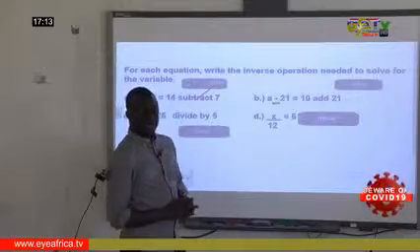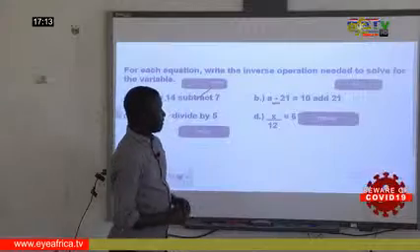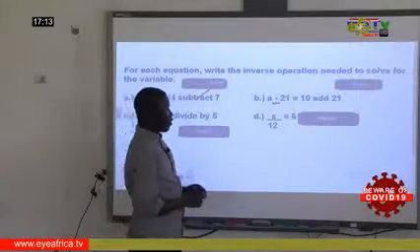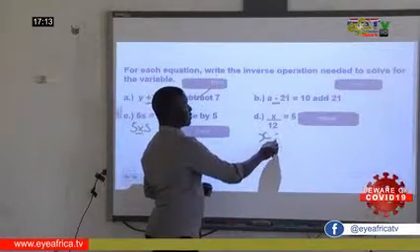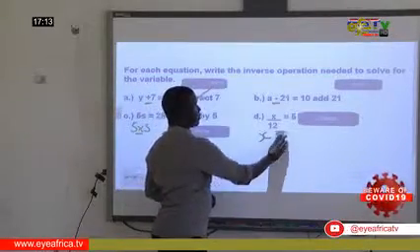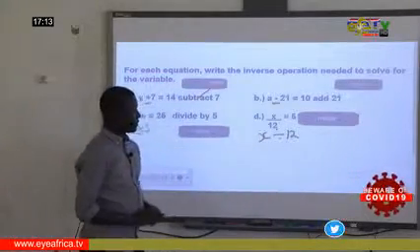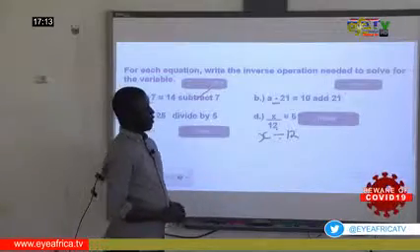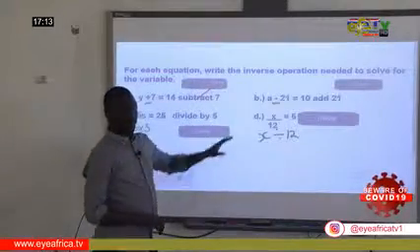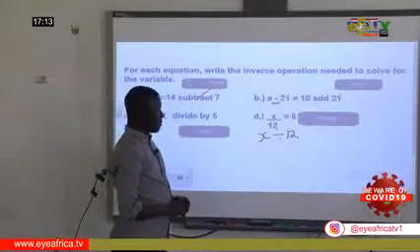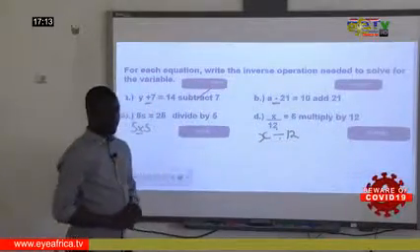Let's move on to the final one, D. We have x over 12 equals 5. That is our equation here. But what operation is taking place here? We can see it is a division, x divided by 12. Having a division, the inverse of division is multiplication. So in order to isolate our variable here, we must multiply by 12. Multiply by 12.